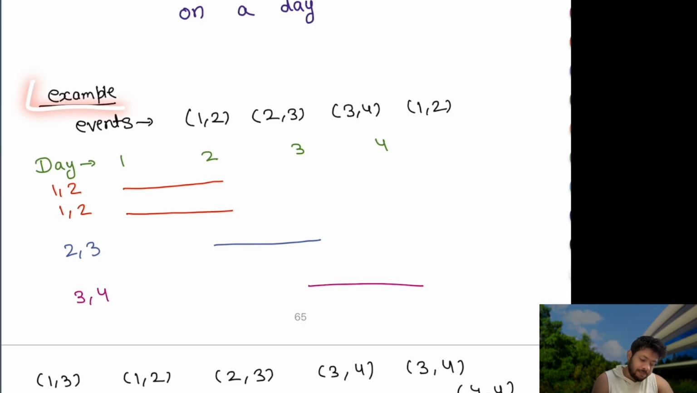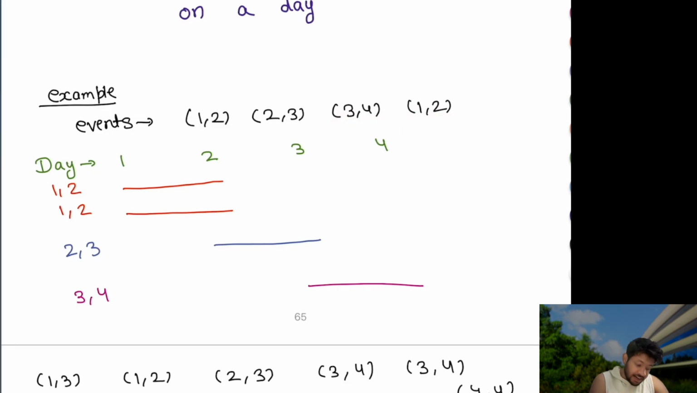So there is an example input in which the events given are 1, 2, 2, 3, 3, 4 and 1, 2. So there are a total of 4 events which are happening. The first is happening from day 1 to day 2. The second is from day 2 to day 3. The third is from 3 to 4, and the fourth is from 1 to 2.